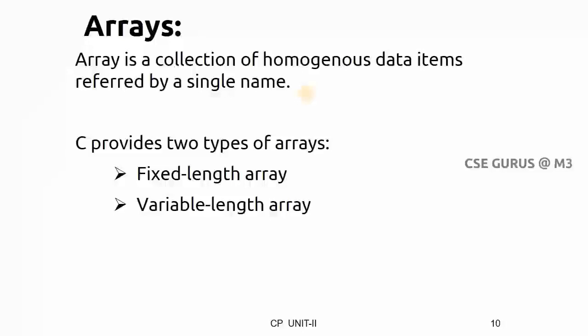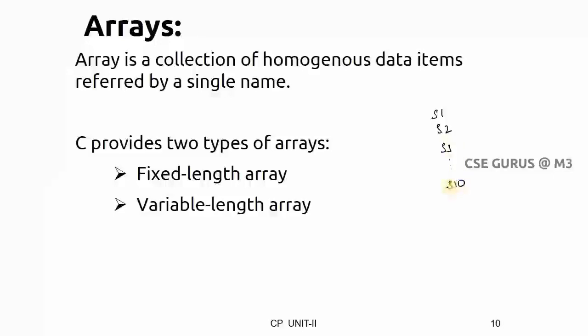Of course, we know this is basic: it's a collection of homogeneous data items. That means, let us consider a situation where you want to store the marks of a particular subject. If it is a single subject and only one student, I'll create one variable s1. If it is for two students, I'll create one more variable, s1 for the first student and s2 for the second student. Let us suppose there are 10 students, I might take S1, S2, S3 up to S10.